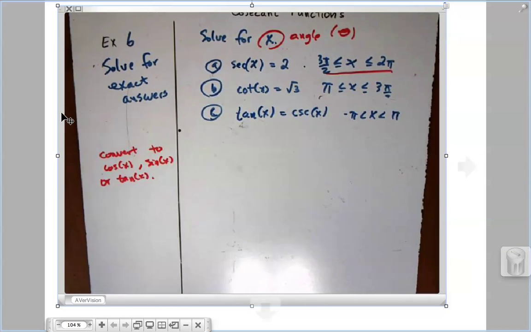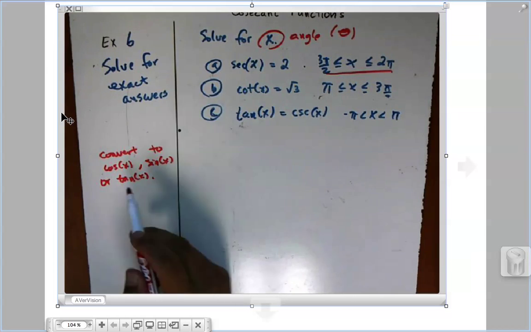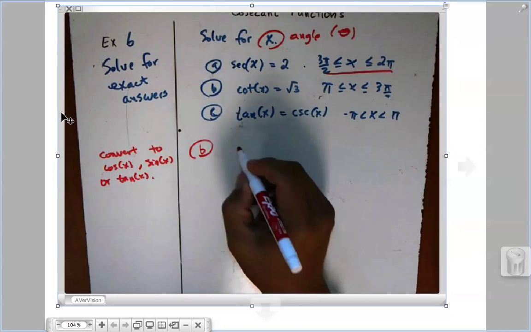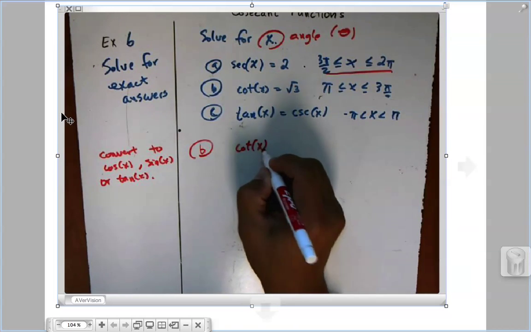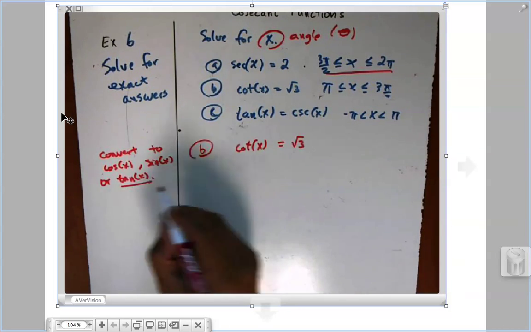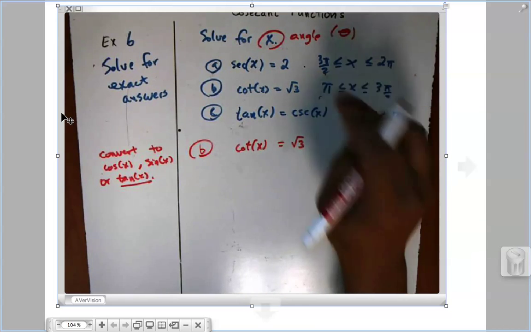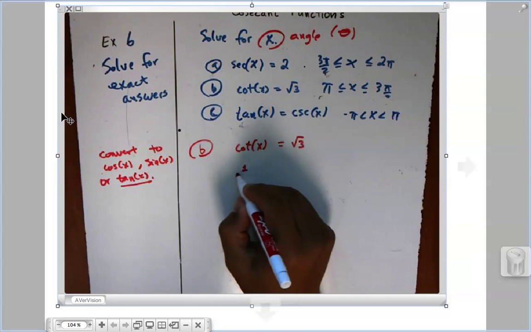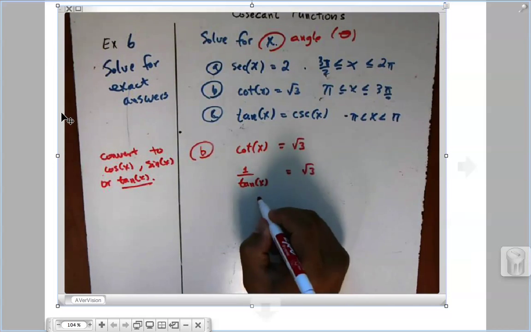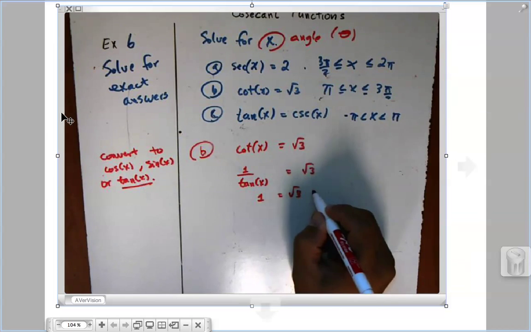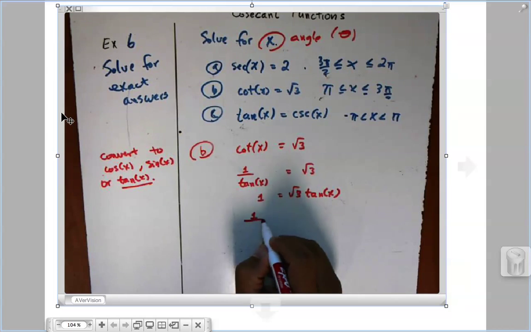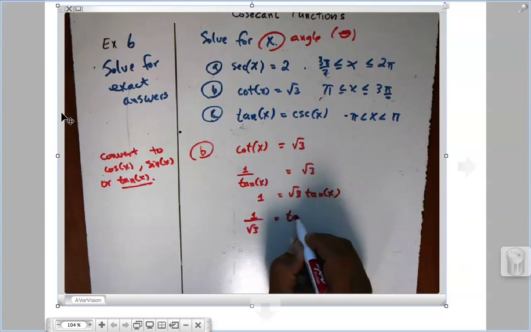And again, I'm always going to convert everything into these terms because we're given cotangent, and there really isn't an inverse cotangent button. So I'm going to convert this to something using tangent here. Erase this now. This is 1 over tangent of x is equal to root 3. Multiply both sides by tangent. That's what we get. Then divide both sides by root 3, and this is what we have.